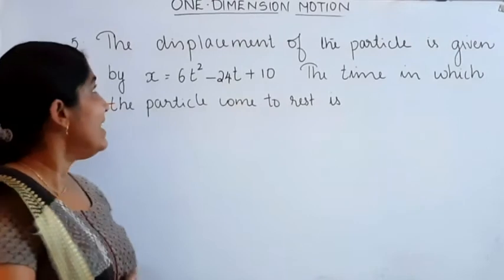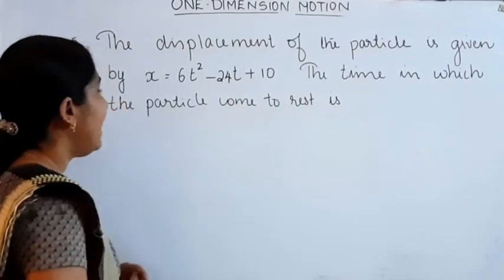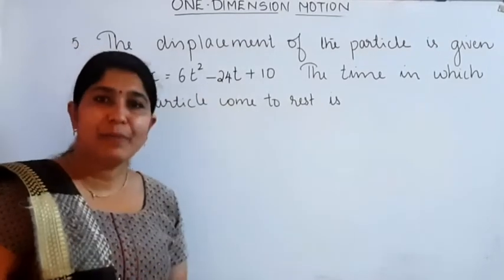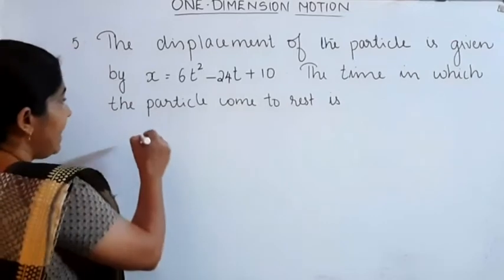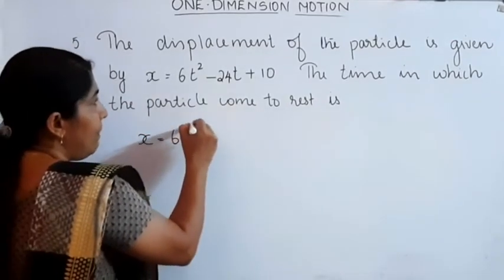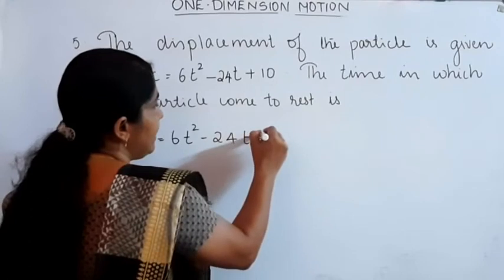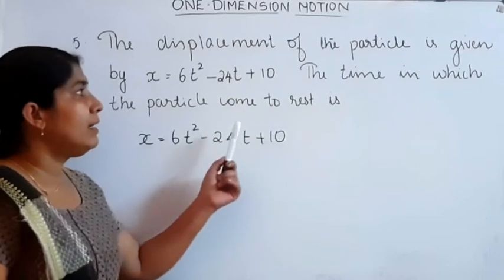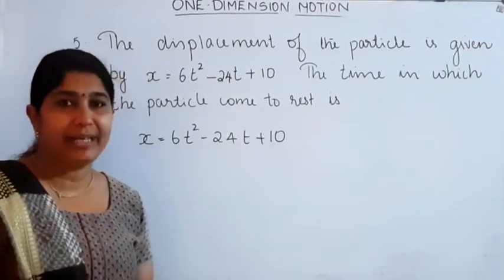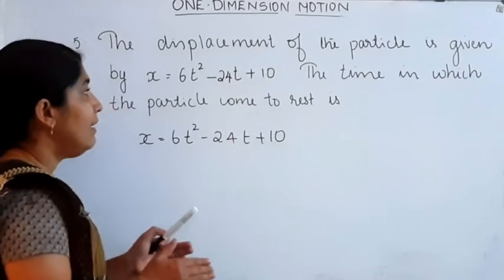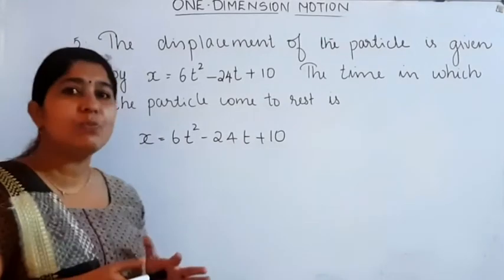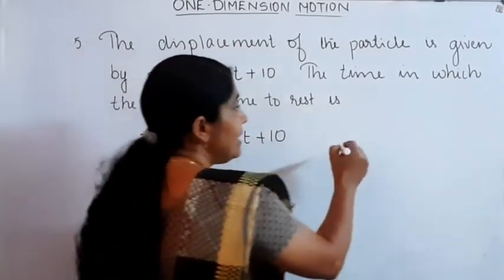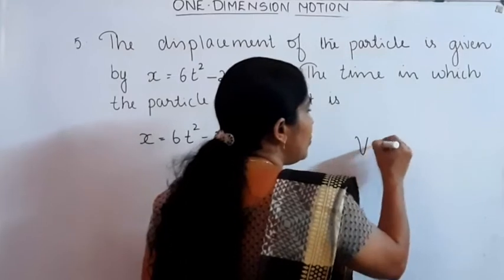Our next question is, the displacement of the particle is given as x is equal to 6t square minus 24t plus 10. The time in which the particle comes to rest is what we want to find out. The particle comes to rest means the velocity of the particle is equal to 0.